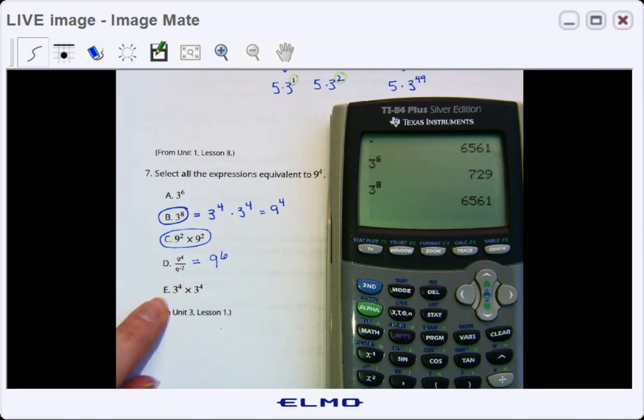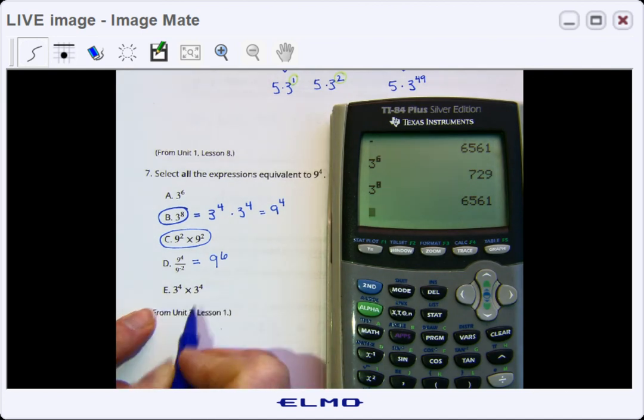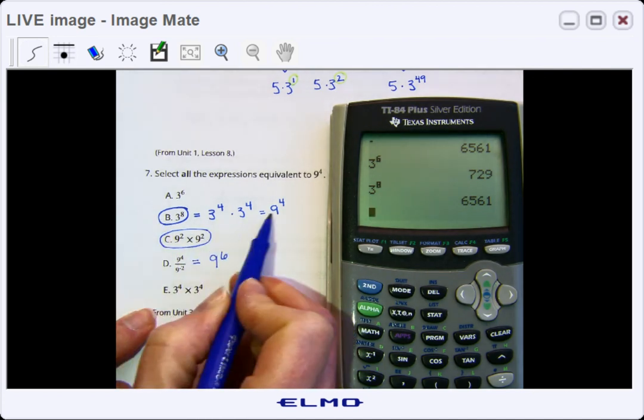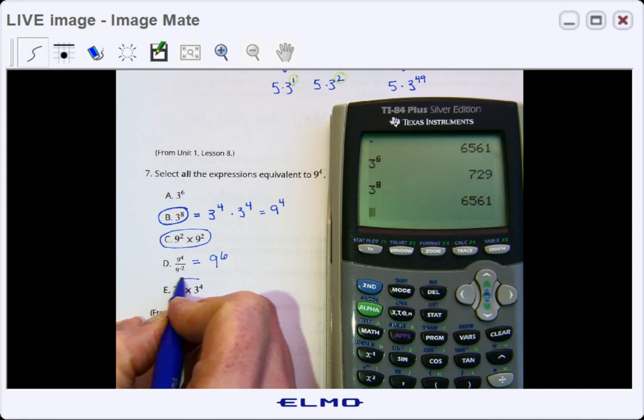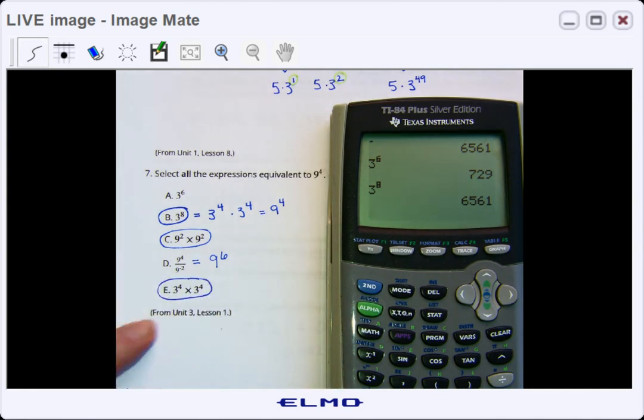And then E is also going to be a yes. We kind of showed that in part B. And then just to verify, I can use my calculator and show you. 3 to the 4th times 3 to the 4th is 6,561.